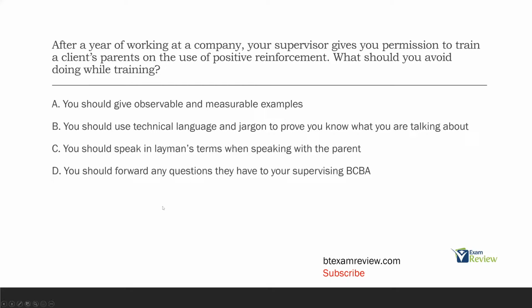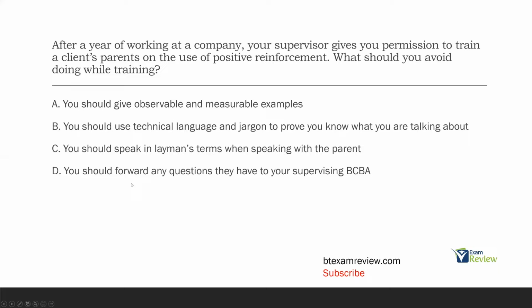What you need to do is speak in layman's terms. Speak in a language they can understand. Speak using words they get, okay? A good trainer can figure out a way to get their message across without using a bunch of jargon and technical language that you have to explain. So what are you going to avoid doing? Well, B. Now, what about D?